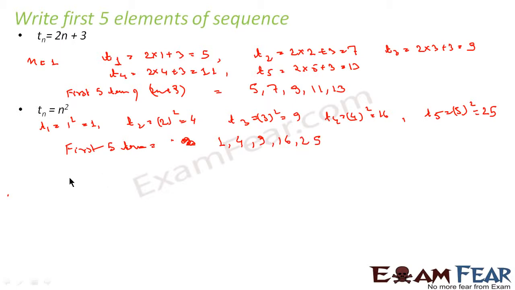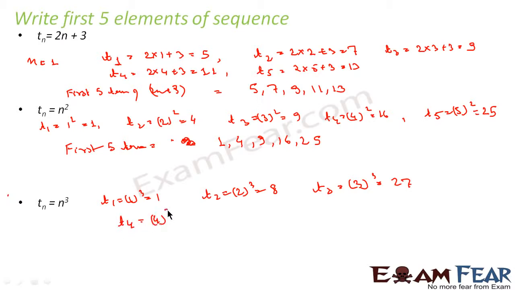Similarly, let's take one more example. Tn is equal to n cube. Here also we'll do the same thing. So here we'll write T1 is equal to 1 cube, that is 1. T2 is equal to 2 cube, that is 8. T3 is equal to 3 cube, that is 27. T4 is equal to 4 cube, that is 64, and T5 is equal to 5 cube, that is 125.